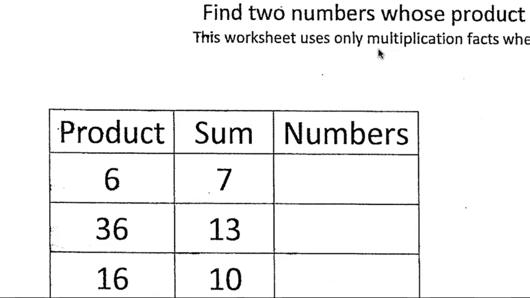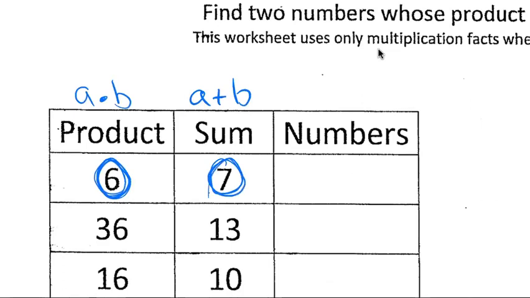So basically, a product is anything times something else, so like a times b, and a sum would be a plus b. And what we're looking for are 2 numbers that multiply together to give 6, but those same 2 numbers add together to give 7. And in this case, those numbers are 1 and 6.